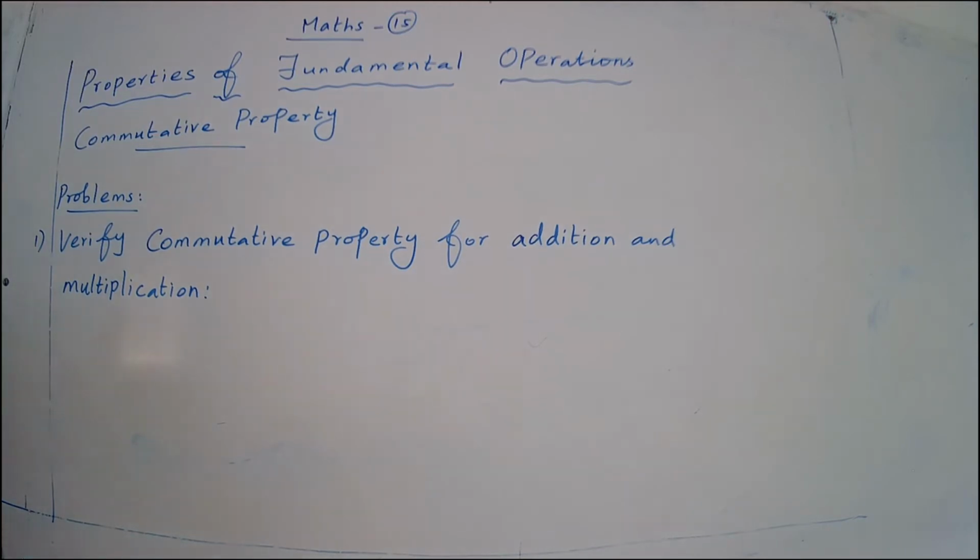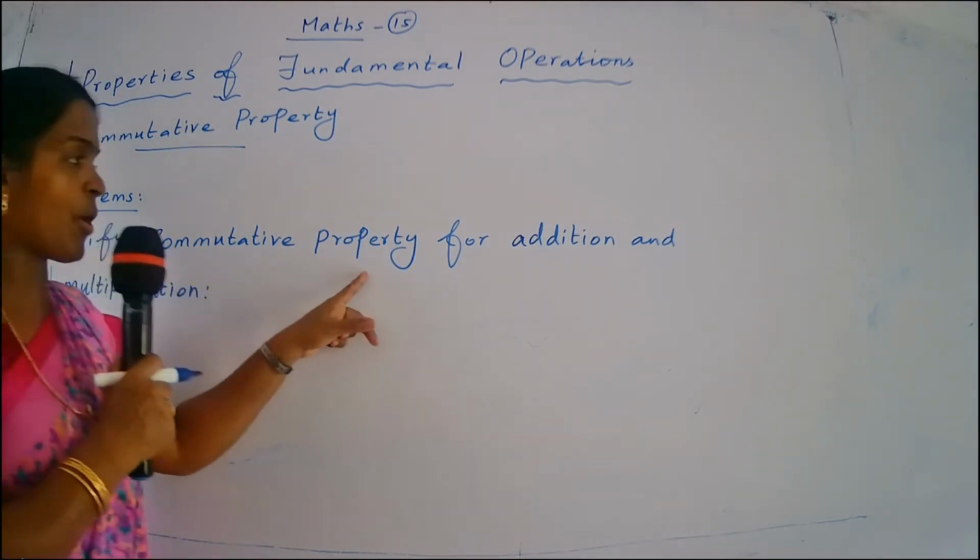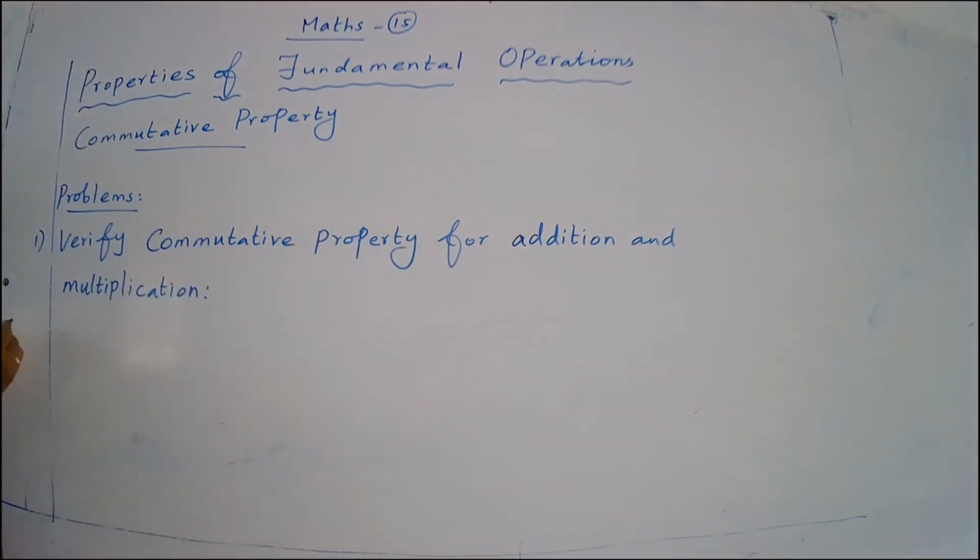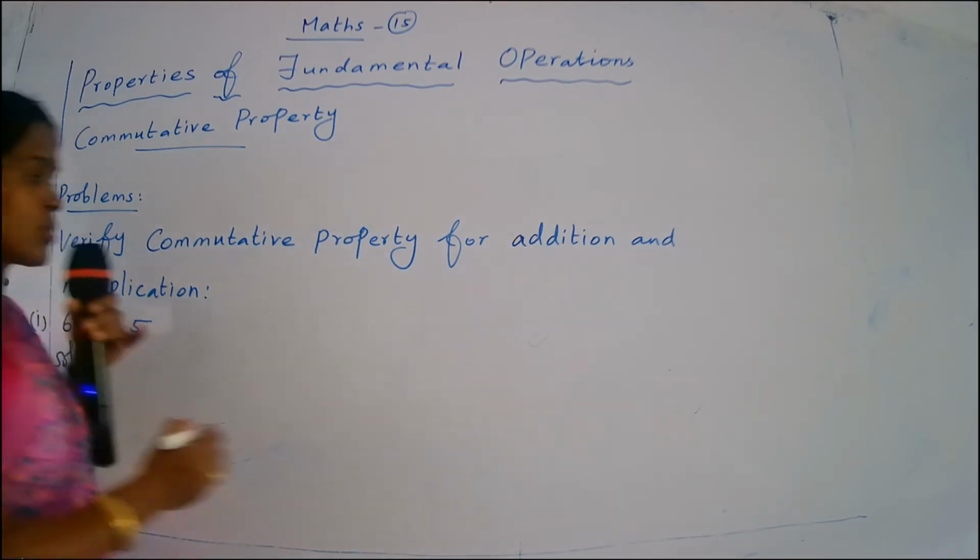Okay children, so now your question is verify commutative property for addition and multiplication. Okay, your first question, 6 and 5. So, all of you listen, stop writing. Two numbers are given, 6 and 5. Now verify commutative property. So for the commutative property we have to verify. That is your property: a plus b is equal to b plus a.